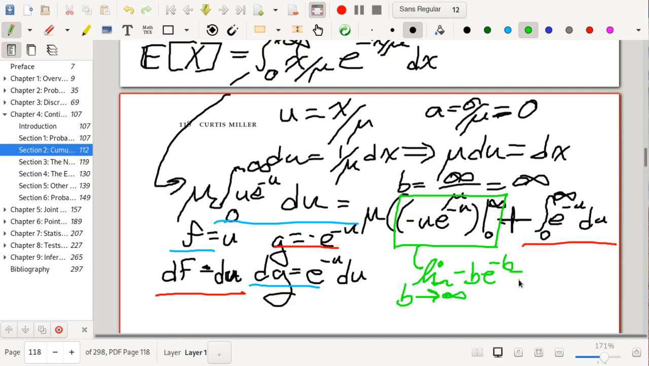I am just so used to thinking of rates of increase to know that e to the power negative u goes to 0 faster than u goes to infinity. And since that's the case, that means the entire term is going to go to 0. So if I were to plug in infinity, in a sense, because you can't actually plug in infinity, but if I could, it would evaluate to 0. As a result, this green part goes to 0.